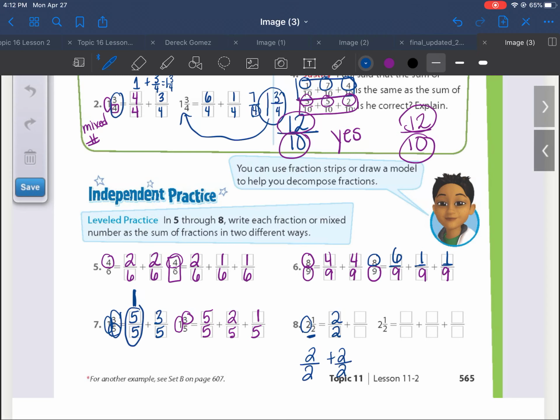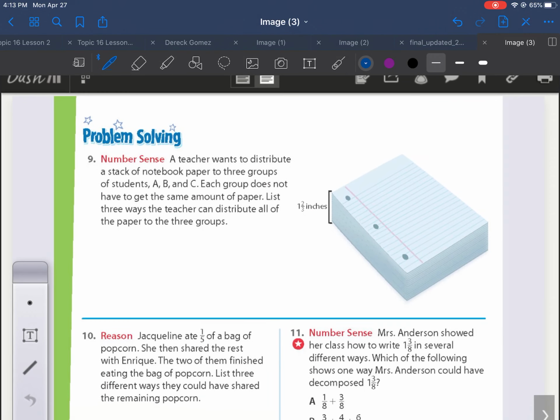So 2 wholes, I would need 2 over 2, that's 1 whole, plus the 2 over 2, that's 2 wholes. So 2 plus 2 is 4 over 4. So my 2 wholes, I can show them by writing 4 over 4. And then we need to add half so that it gives me 2 wholes and 1/2. We could also break it apart by saying 2 over 2, that's 1 whole, plus 2 over 2, that's 1 whole. So that makes 2 wholes. So now I'm only missing the half.